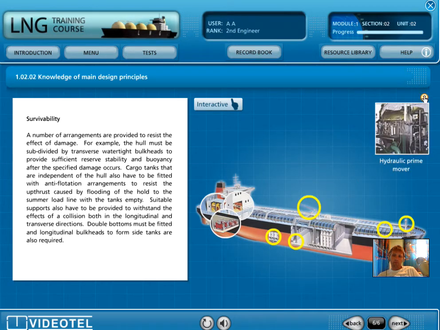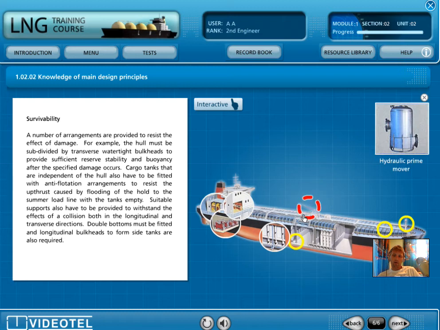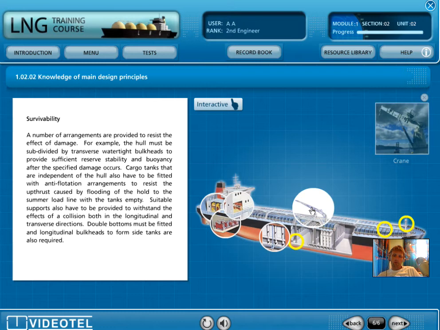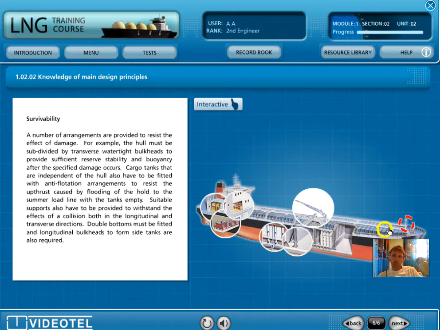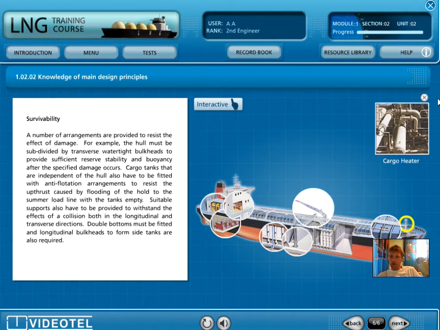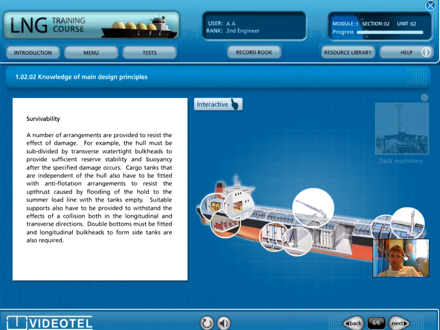hydraulic prime mover, hydraulic prime mover, crane, submerged ballast pump, like Framo pumps, cargo heater, deck machineries, and bow thrusters.